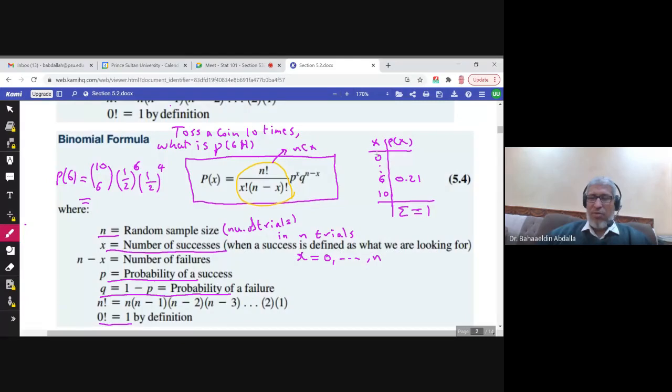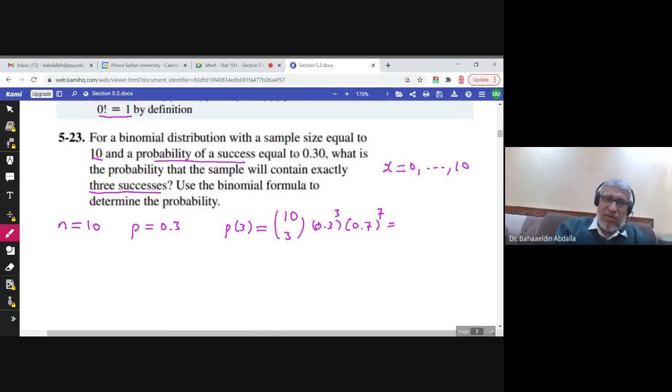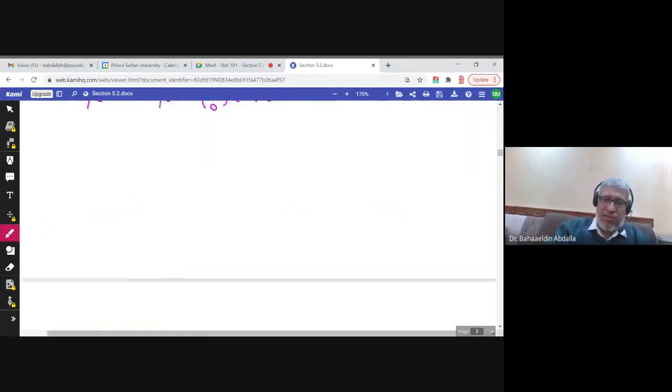Now, how to find the probability of each x? I use this formula, which is nCx, times p to the power x times q to the power n minus x, where q is the probability of failure, and it is 1 minus p. So this is the formula, and let us go and solve some other exercises.